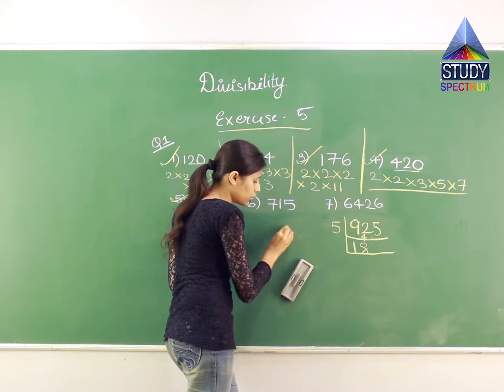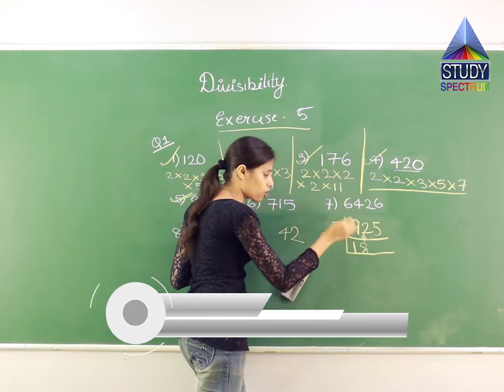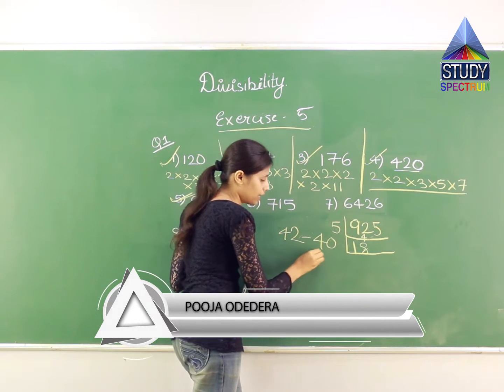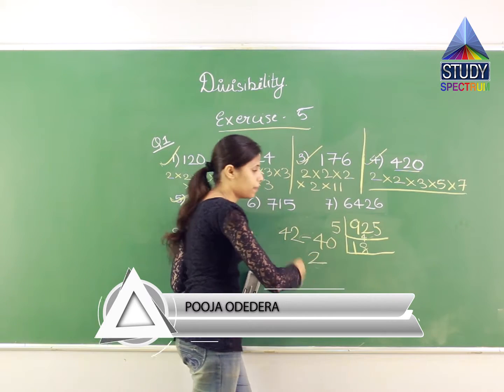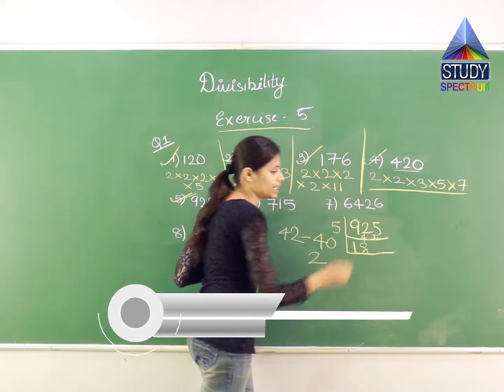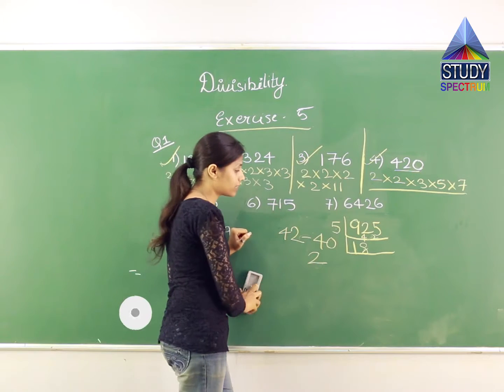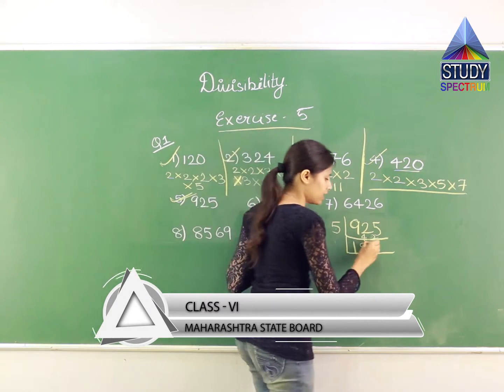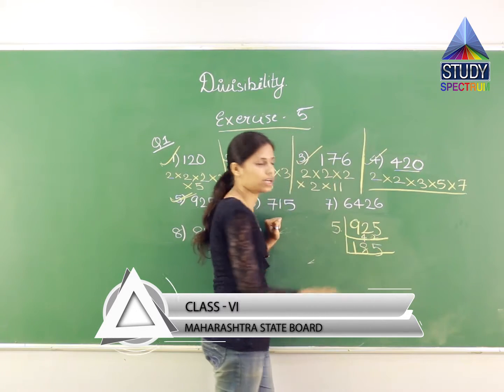42. So 42 was already there. 5 8s I got 40. So I'll subtract that 40 from this 42, and I'll get 2. This 2 will be carried over here, and I'll get 25. Then does 25 ever come in the table of 5? 5 5s are 25, right? So I'll get 5 over here because 5 5s are 25.